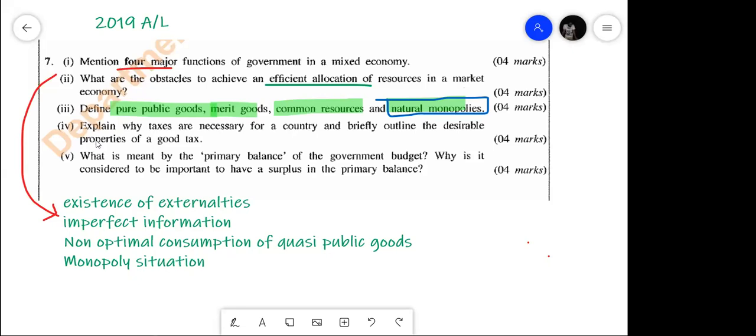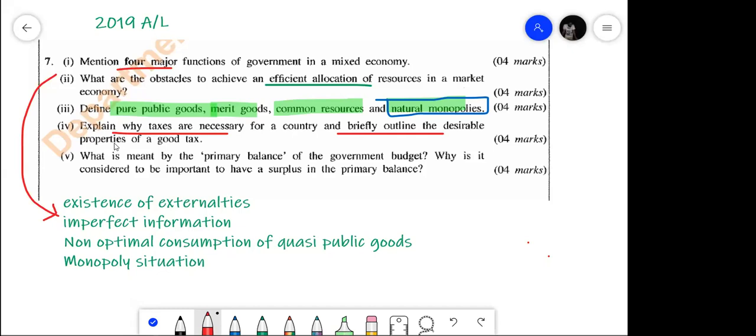Next: explain why taxes are necessary for a country and briefly outline the desirable properties of a tax system. Guys, in simple terms, they're combining two questions. In the 2016 paper, they asked you for objectives and they asked you for characteristics. Now here they're combining them. Why are taxes necessary? Talk about the objectives: to earn government revenue, to minimize income disparity, to control the consumption of demerit goods. So why is that necessary? The objectives of taxation. And then briefly outline the properties of a good tax system.